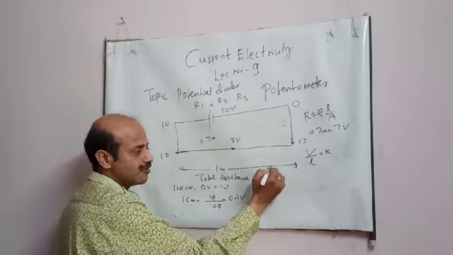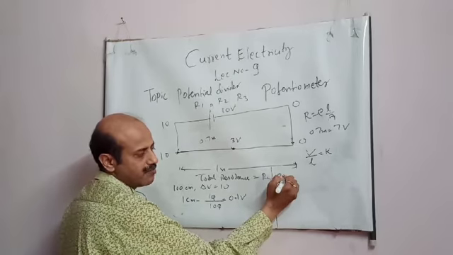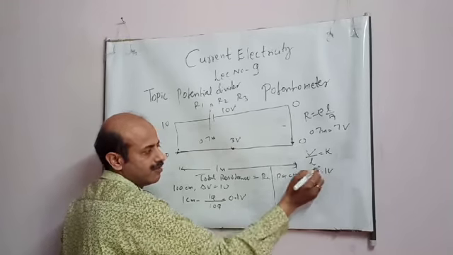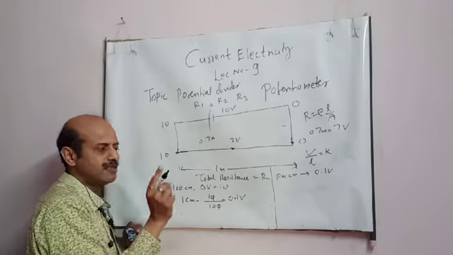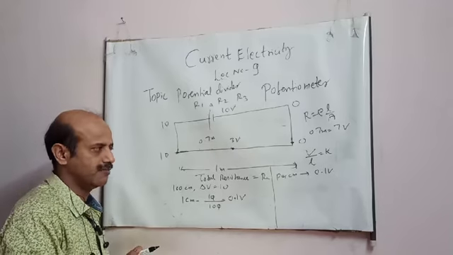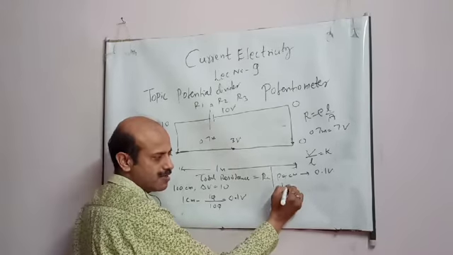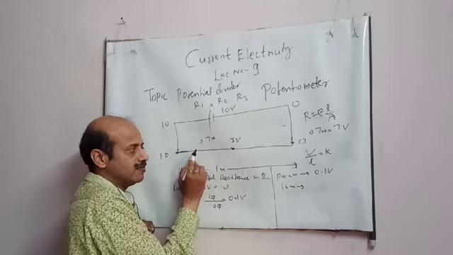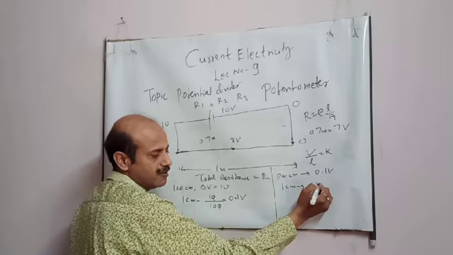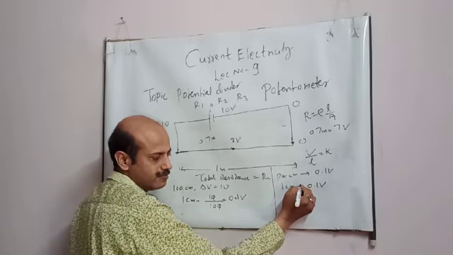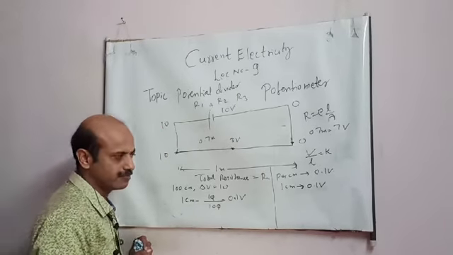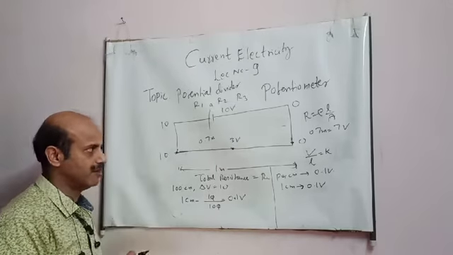Now see what I have found out. Per centimeter, the voltage drop is 0.1. This means if I take any 2 points whose distance is 1 centimeter, the potential difference will be 0.1 volt. That is the meaning. For 2 points having a 10 centimeter length, the potential difference will be 1 volt. This is the meaning.